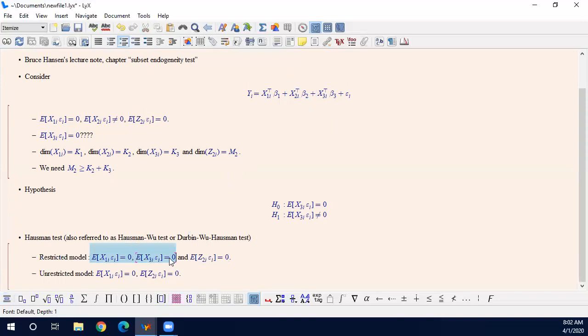then the restricted model becomes OLS. So if k2 equals zero, then the restricted model becomes a classical linear regression model. Because when x2 does not exist, and if you assume x1, x3 are exogenous, then you don't need any instrument. Even if there is an instrument, using it is more inefficient, and it results in the same estimator.